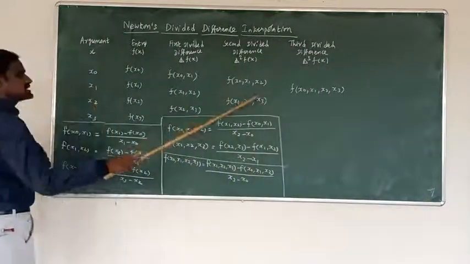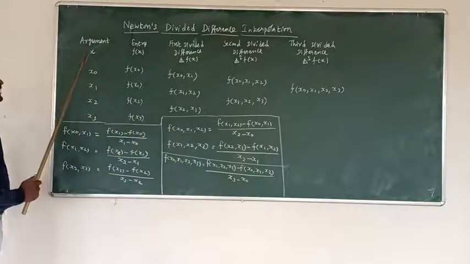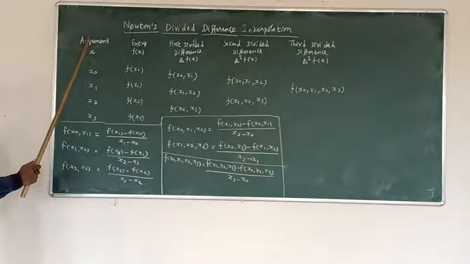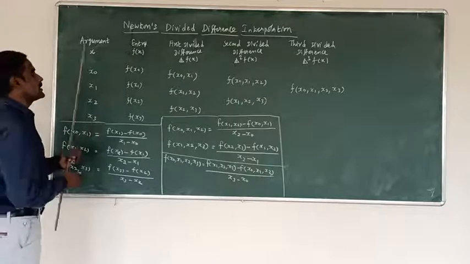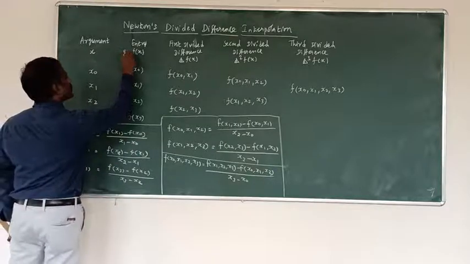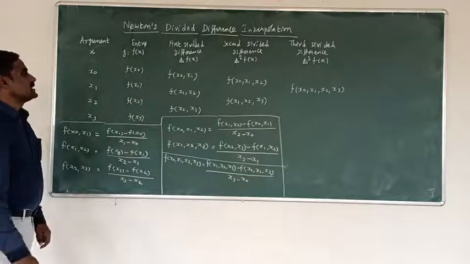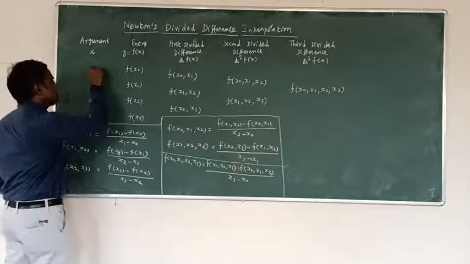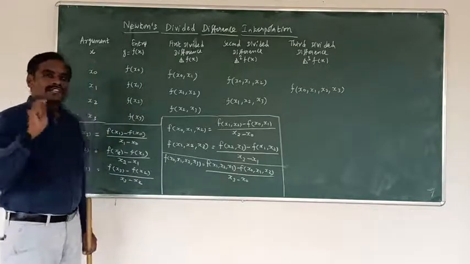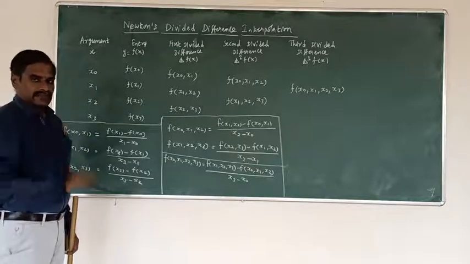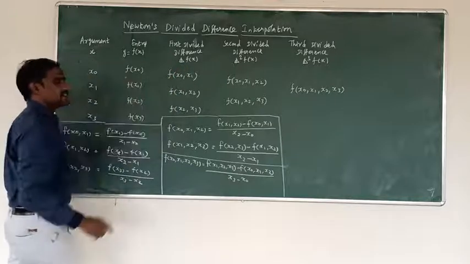Now, this is the difference table for Newton's divided difference interpolation. The first column represents x. X is nothing but arguments, and y or f of x is called entry. The y values and x values are given in the question itself.